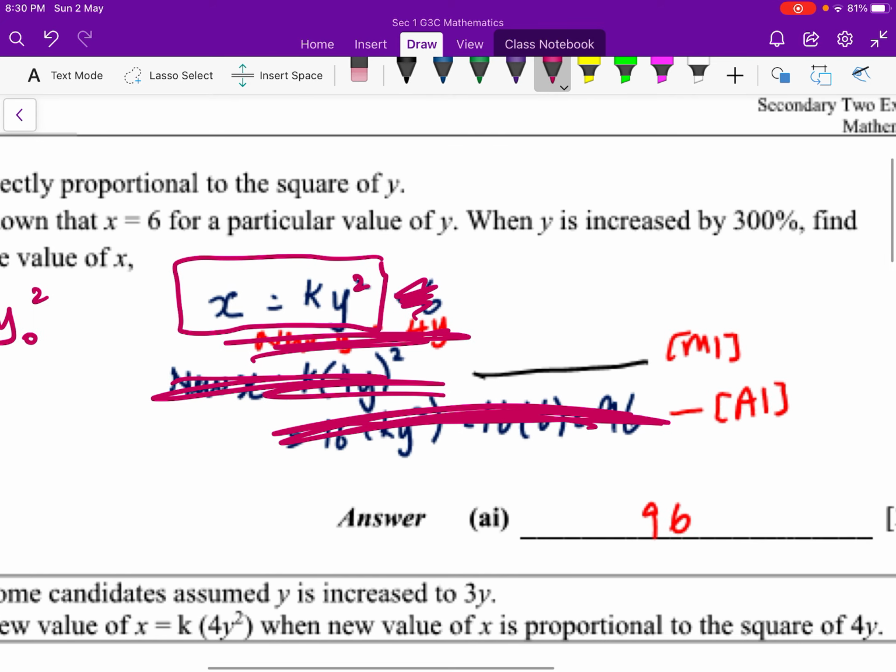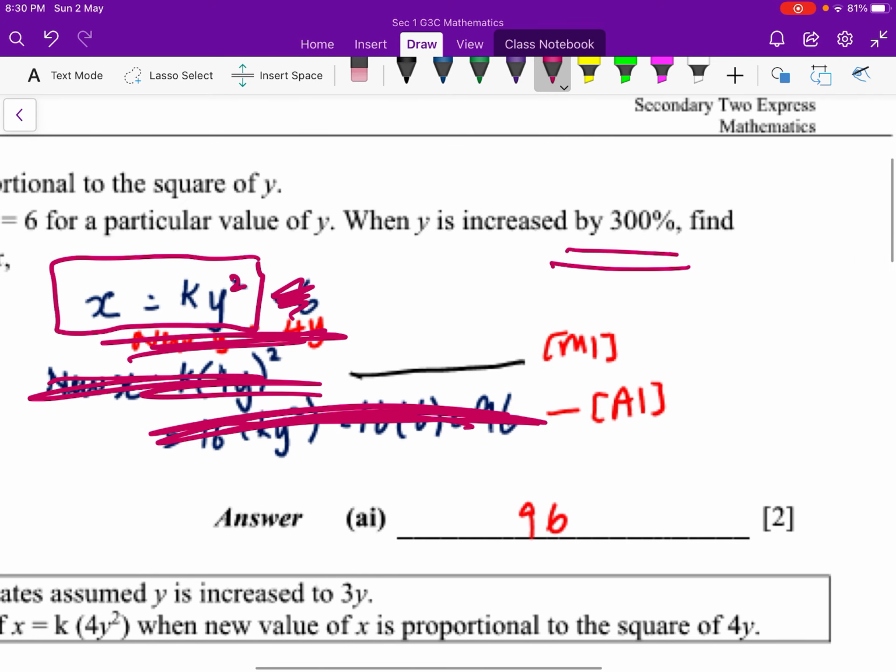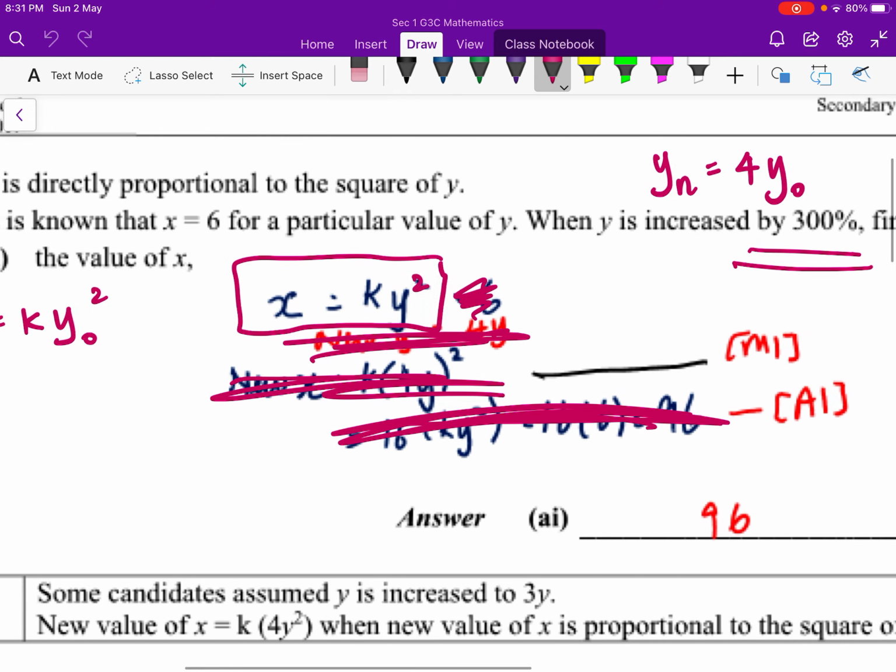Now y is increased by 300%. When y is increased by 300%, the new y equals 4 times the old y. Because when you increase by 100%, you're actually doubling it. You increase by 200%, you actually triple it. When you increase by 300%, you multiply by 4 of the original. So that is the new value of y.